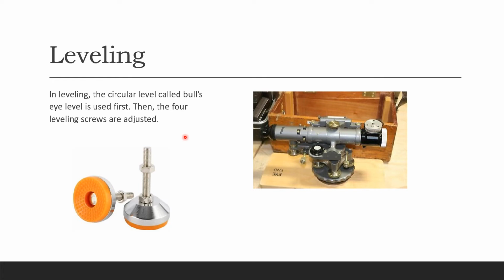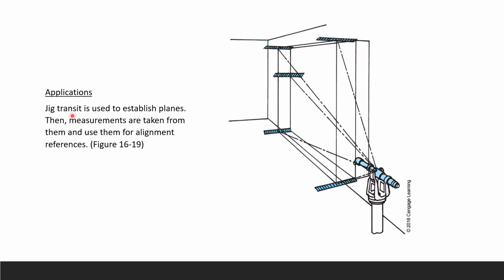Then we go into leveling. Leveling is also very important because the circular level, called the bullseye level, is used first, and then the four leveling screws are adjusted. We're talking about this base right there. So why do we need to do the level? Because we want the line of sight, the vertical axis, and your z-axis to be all perfectly aligned. So you have to use the pads and the screws to adjust to get this alignment.